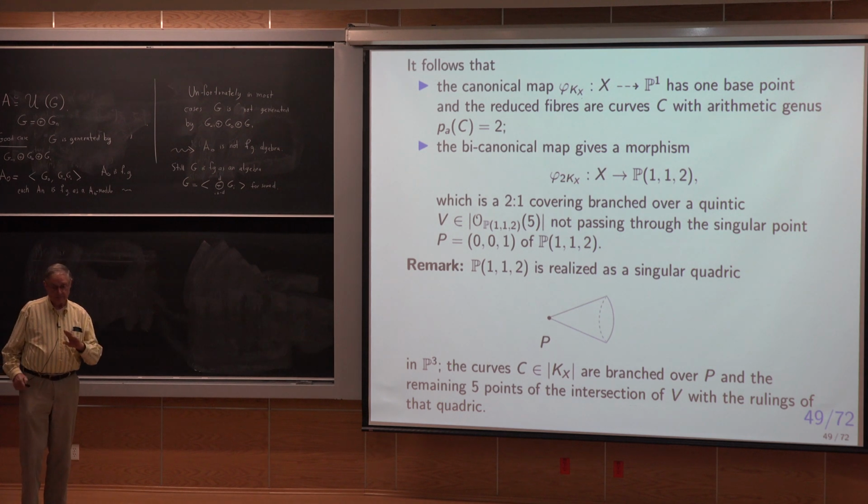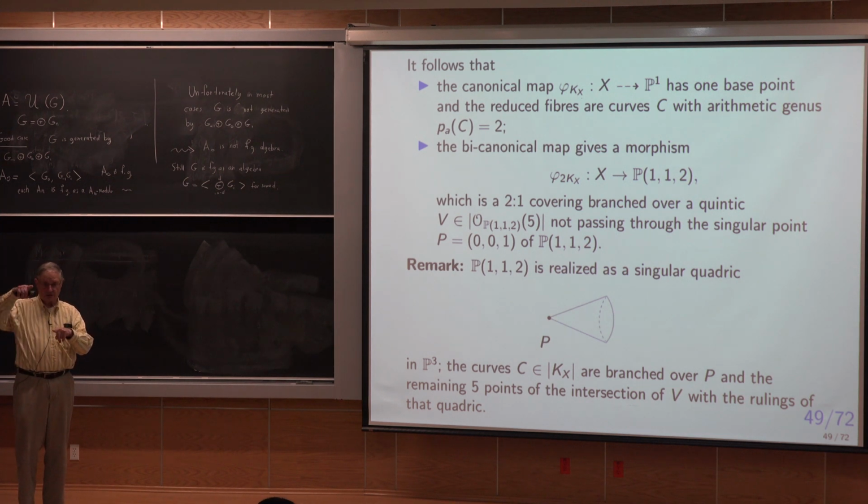And that's what should happen, because if you look along a line on this cone and take the inverse image, you're going to get a curve that's 2-to-1 over the line, with 5 branch points out here and 1 branch point here. That's 6 branch points. That's the genus 2 curve. So that's the canonical series.